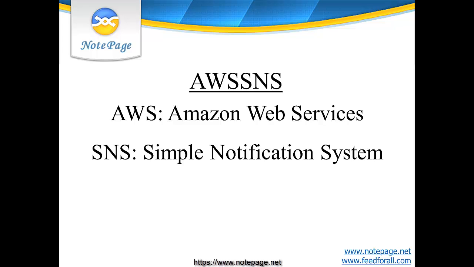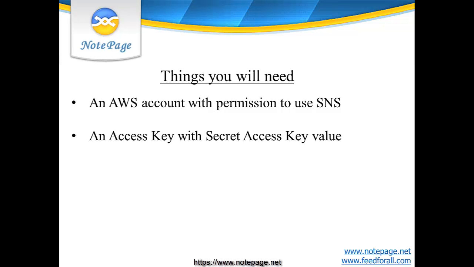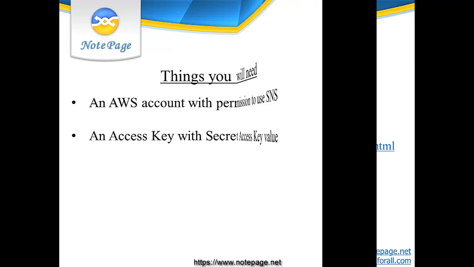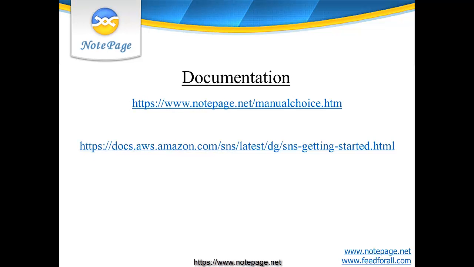Welcome to the video tutorial on how to configure PageGate to deliver messages through Amazon Web Services Simple Notification System, also called AWS SNS. Before you begin, you will need an AWS account that has been given permission to access the SNS system, and you will also need to create an access key with associated secret access key ID for PageGate to use. Specific steps on how to do that can be found both in PageGate and in Amazon Web Services documentation.